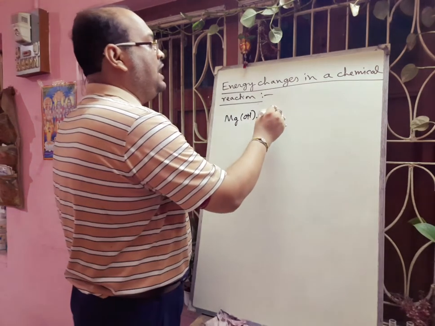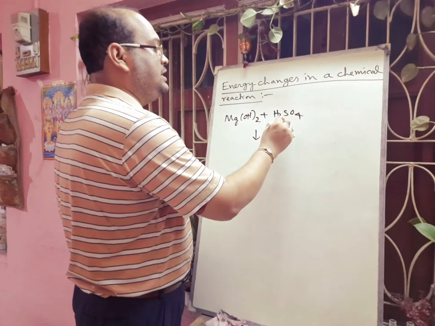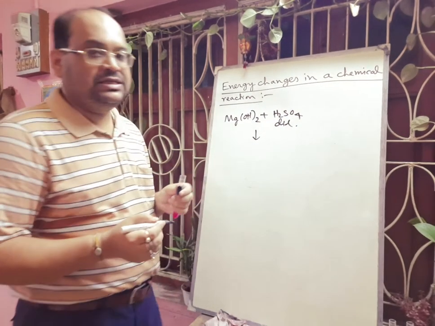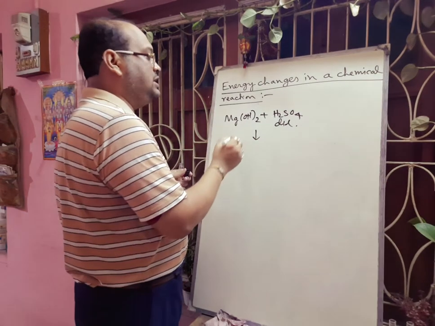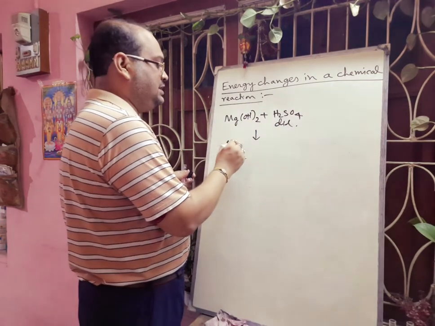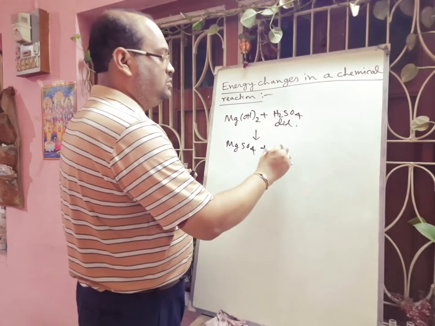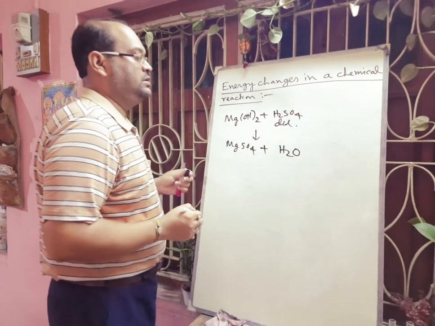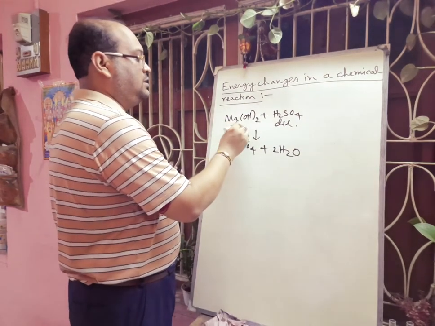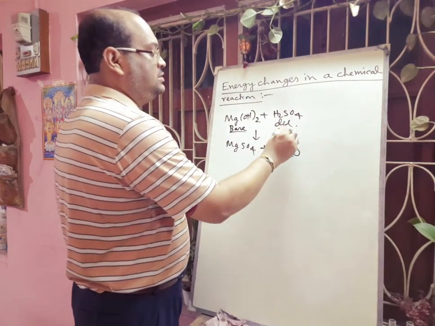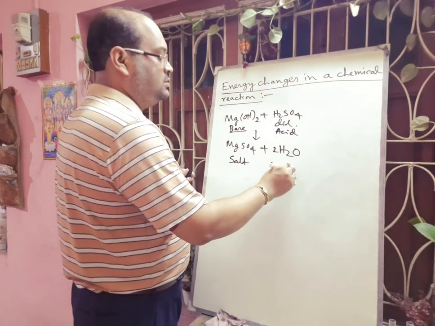and here if we add dilute H2SO4, definitely it is a neutralization reaction, and in case of neutralization reaction it will also produce heat. So magnesium hydroxide will react with H2SO4 forming magnesium sulfate, plus there will be formation of H2O. Here you have to write twice H2O. So this is base and this is acid, forming salt plus water.